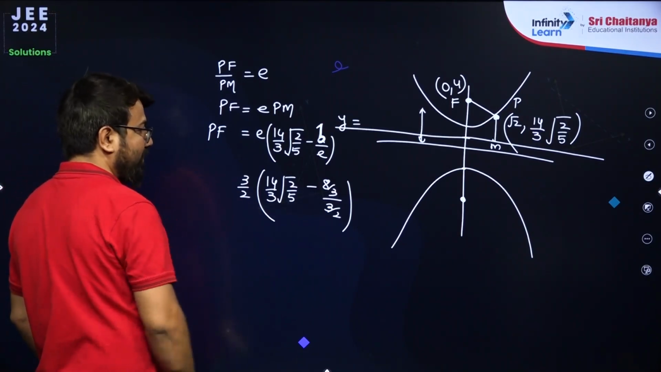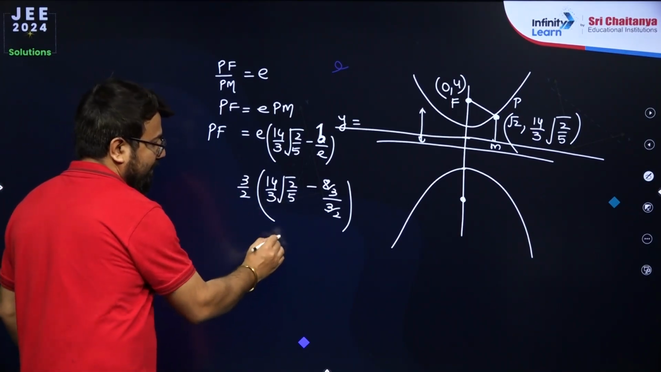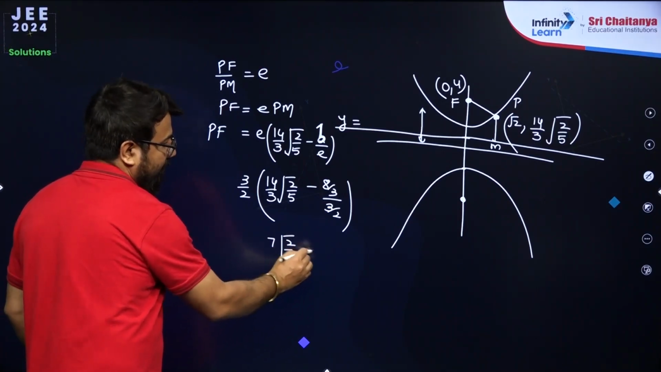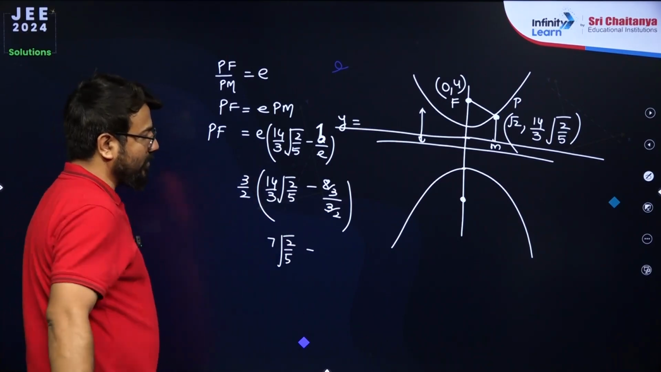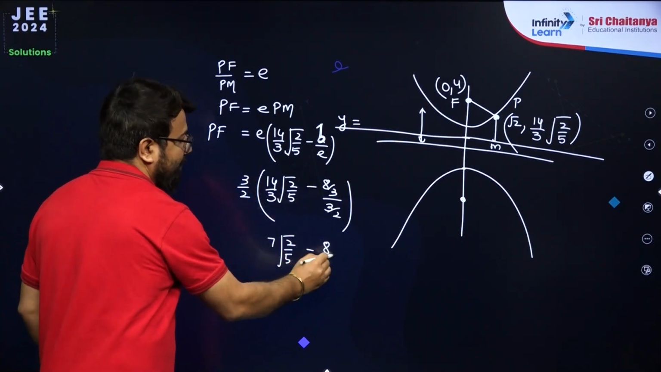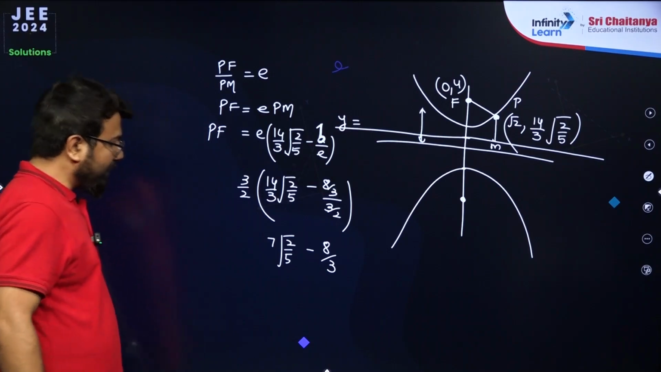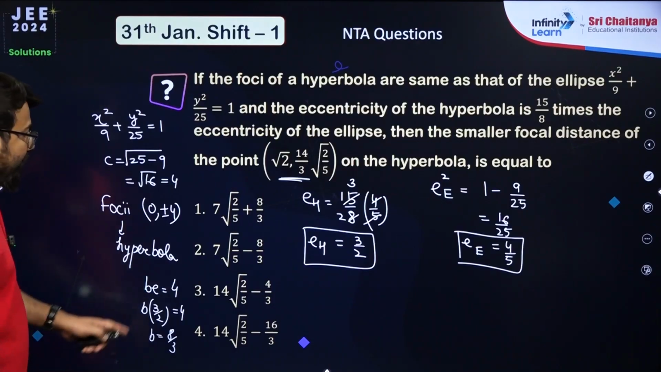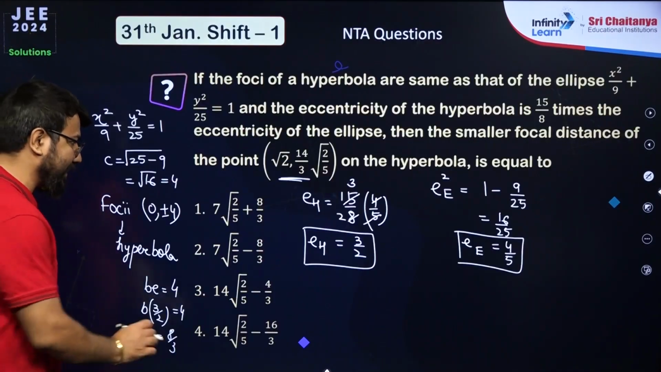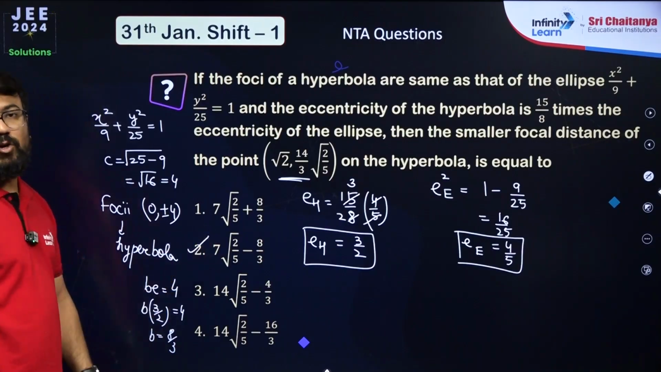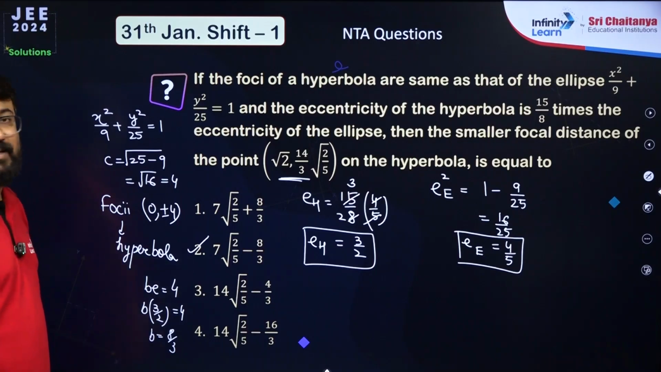If I try to open up this bracket, 3 and 3 will get cancelled, 7 root 2 by 5 will come. And if I try to open up this bracket, 3 by 2 and 3 by 2 will also get cancelled. Here only 8 by 3 will be remaining. So is there any answer which is 7 times root 2 by 5 minus 8 by 3 being given? Yes. That is given to us in option 2. So that is why option 2 will be the final answer.